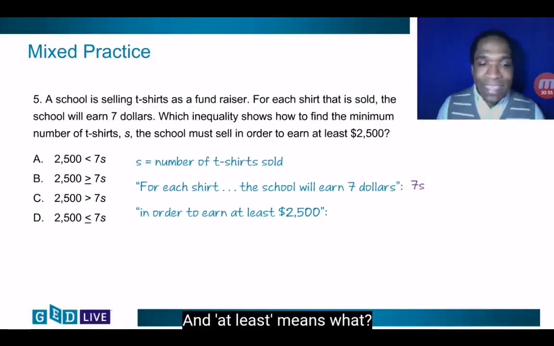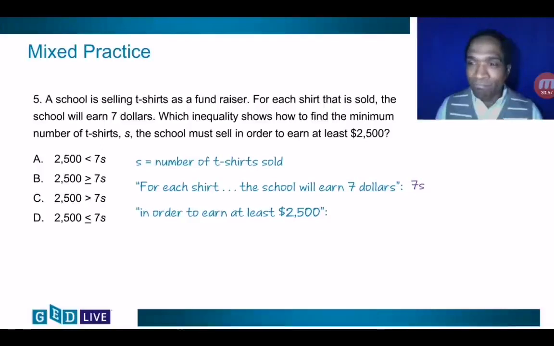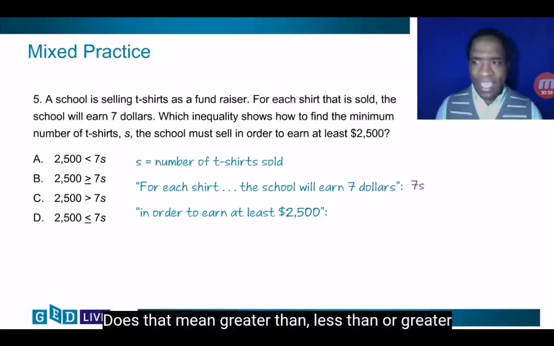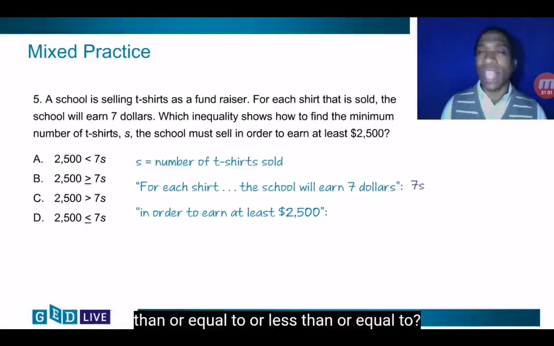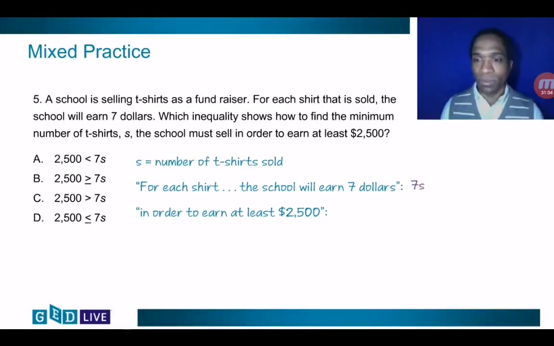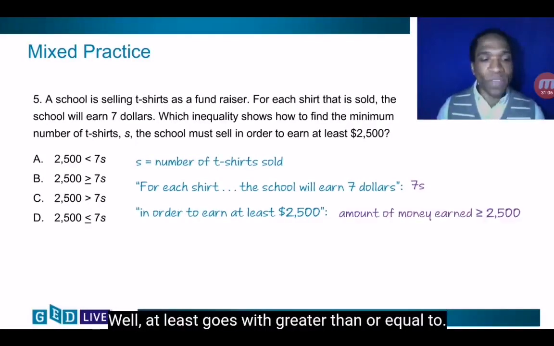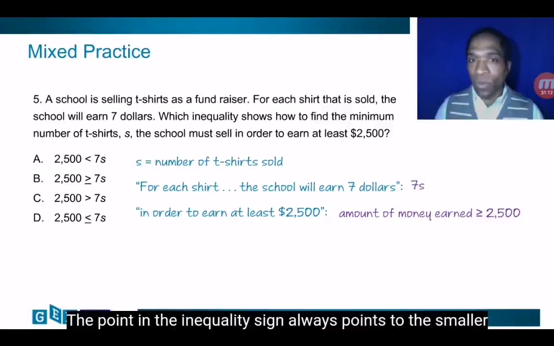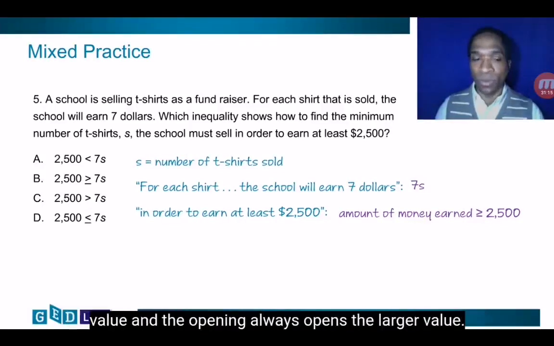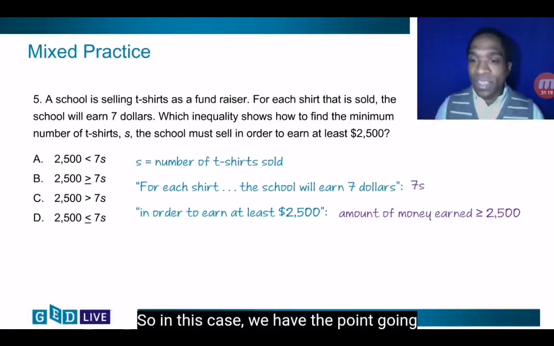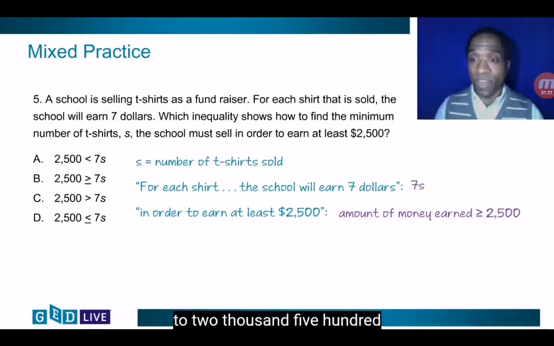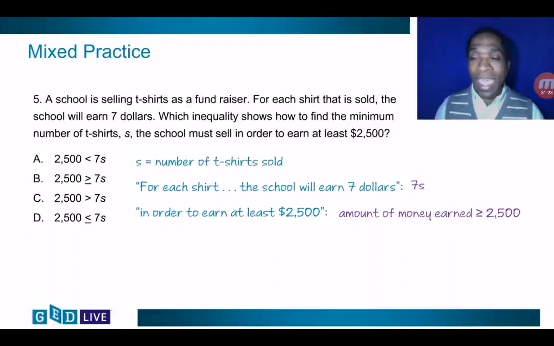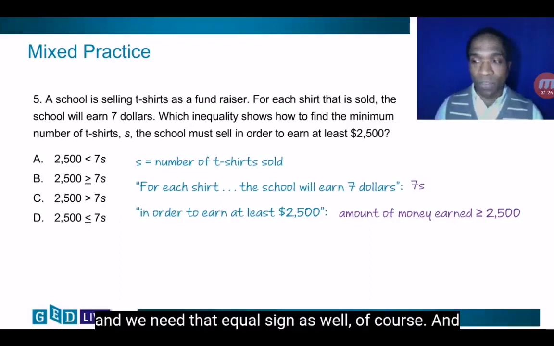And at least means what? Does that mean greater than, less than, greater than or equal to, or less than or equal to? Well, at least goes with greater than or equal to. Now remember here, the point in the inequality sign always points to the smaller value, and the opening always opens to the larger value. So in this case, we have the point going to 2,500, and we need that equal sign as well, of course.